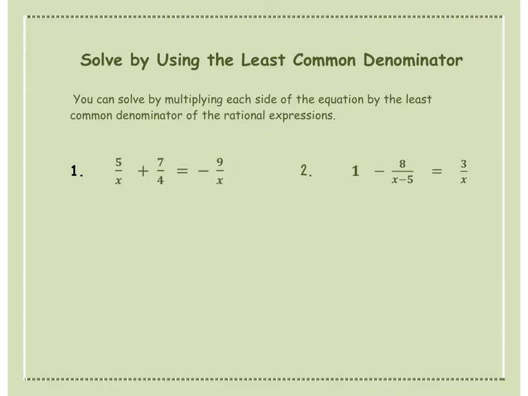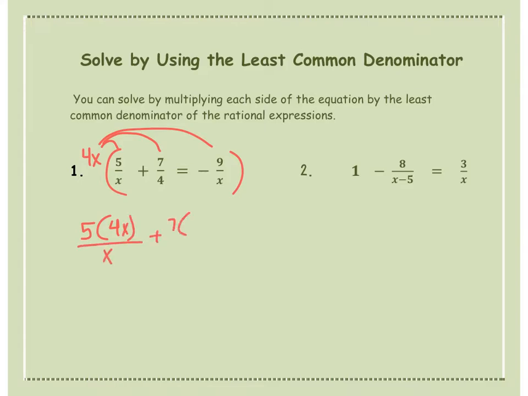So the first rule is to look at our denominators and to see what our least common denominator is. We have an x, a 4, and an x. What is my least common denominator? 4x, okay? So I'm going to multiply the whole equation times 4x. So I'm going to actually multiply here, here, and here. So when I multiply, I'm going to put it next to my numerator.